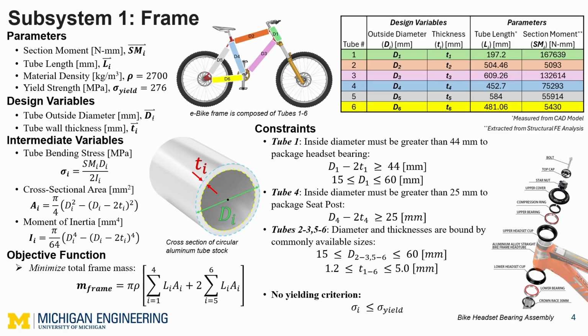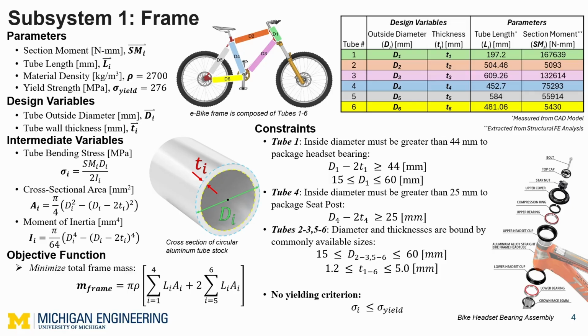The e-bike's frame subsystem is modeled off a traditional design consisting of 6 unique tubes. The design variables used to optimize the frame are the outside diameter d and thickness t for tubes 1 through 6. Our optimization parameters consist of the lengths of these tubes L, their corresponding section moments extracted from structural FE analysis SM, and the mechanical properties of aluminum, which we've assumed a density rho to be 2,700 kilograms per cubic meter and yield strength sigma yield of 276 megapascals.